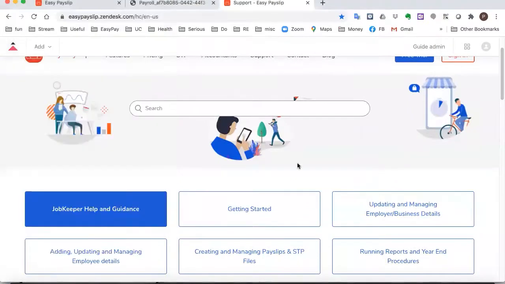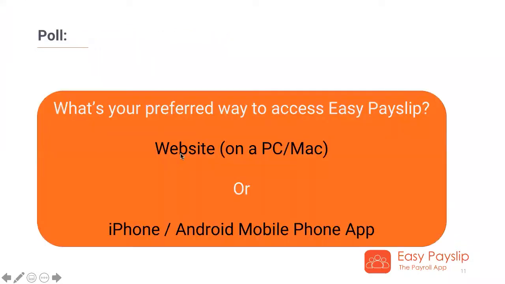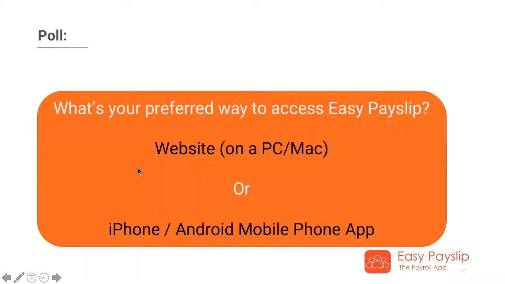So let me just jump back to the slides. I think I'm just about out of time. I just want to tell you a couple of other things. We'll skip the poll. Actually, let's just have that quick poll. What is your preferred way to access Easy Payslip? Is it on a website or is it through an iPhone or an Android app? I'll just get that poll up.